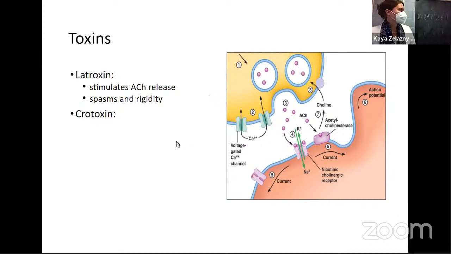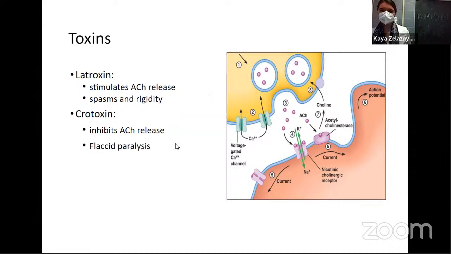We can contrast this with a toxin called protoxin, which inhibits acetylcholine release. So what do you think would happen in the muscle if we inhibit acetylcholine? We have less neurotransmitter. Yeah, exactly. So it experiences something we call flaccid paralysis, but basically that just means it's all loose and you can't contract it, right? Paralysis is not being able to use your muscles, right? So that's what's happening here.